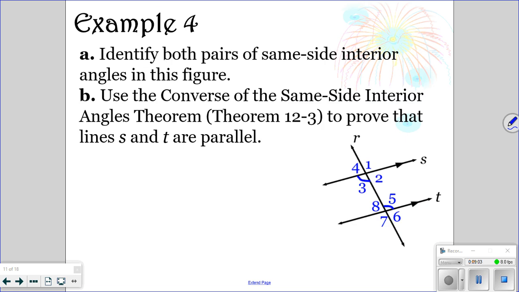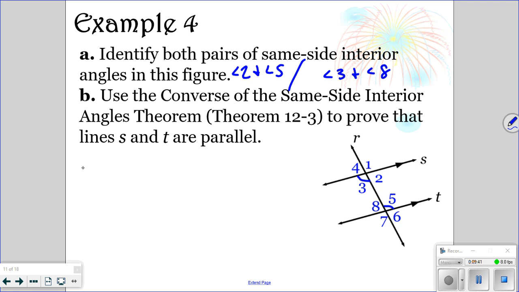So let's look at this one. We want to identify both pairs of same side interior angles. So you're going to have angle 2 and angle 5, and angle 3 and angle 8. So that would be the first thing. Now for part B. We want to use the converse of the same side interior angles theorem to prove that they are parallel. And the reason they specify, right now they tell us that we have alternate interior angles congruent, and they don't want us to use those.